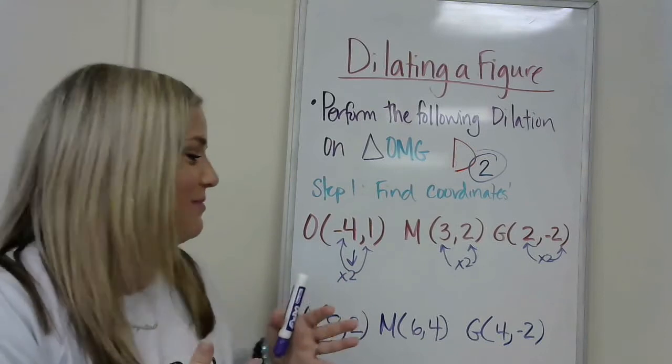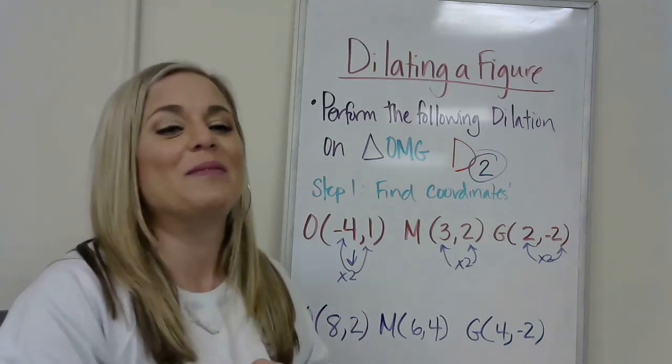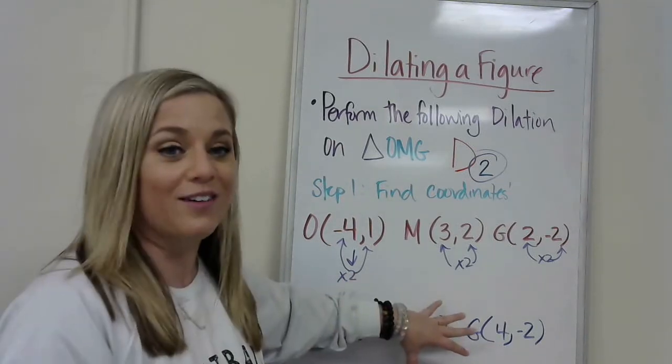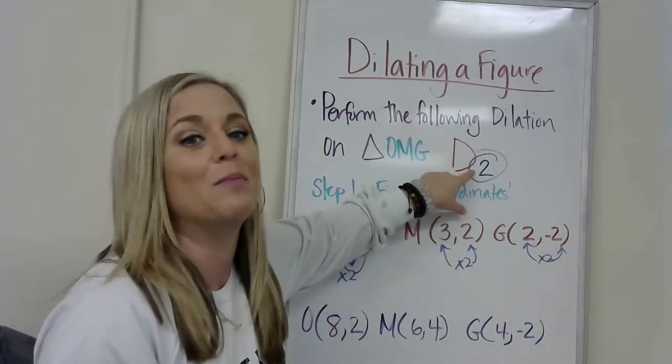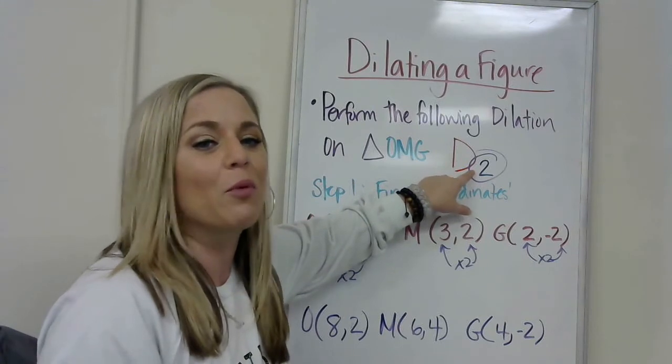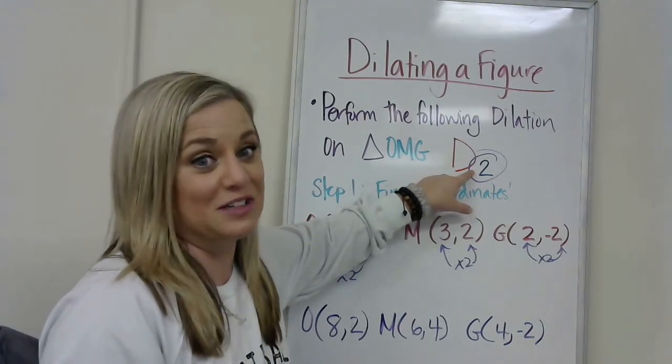So that probably wasn't a good example, but your new triangle needs to look like your other triangle, but in this case, since the scale factor is greater than 1, it needs to be bigger, okay? So we have a problem if your dilation turns out to be smaller.